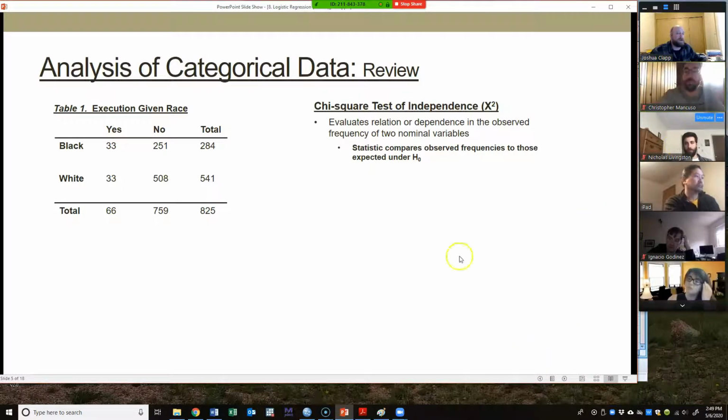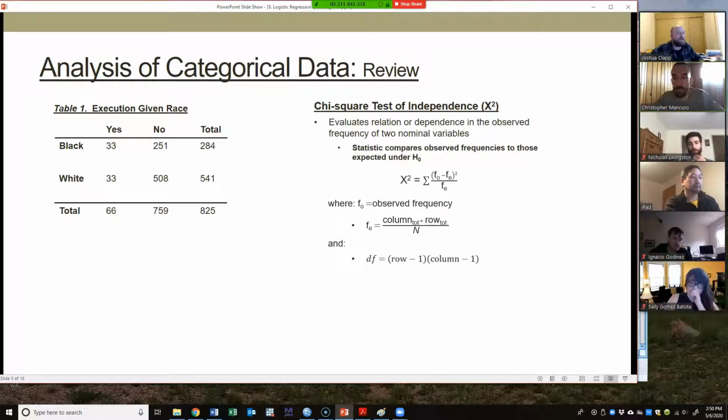So going back, Chris M., to your question about unbalanced cells, sometimes we're just more likely to observe one thing versus another. But what our chi-square test is doing is saying across these two groups, are we seeing some sort of dependence going on? Okay. And chi-square is actually pretty easy to go through and calculate.